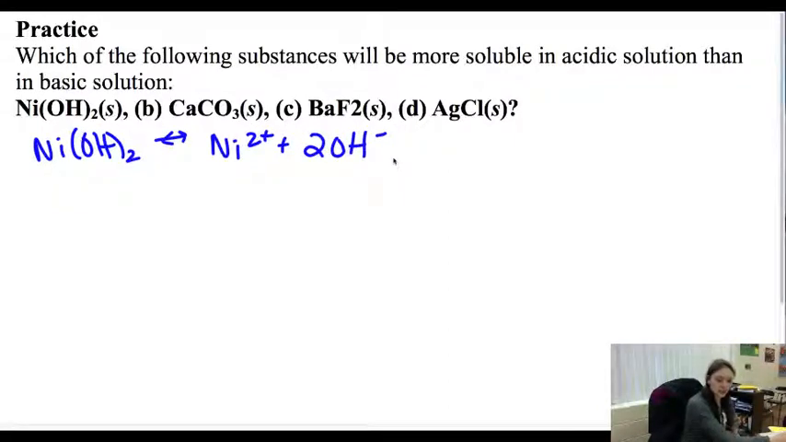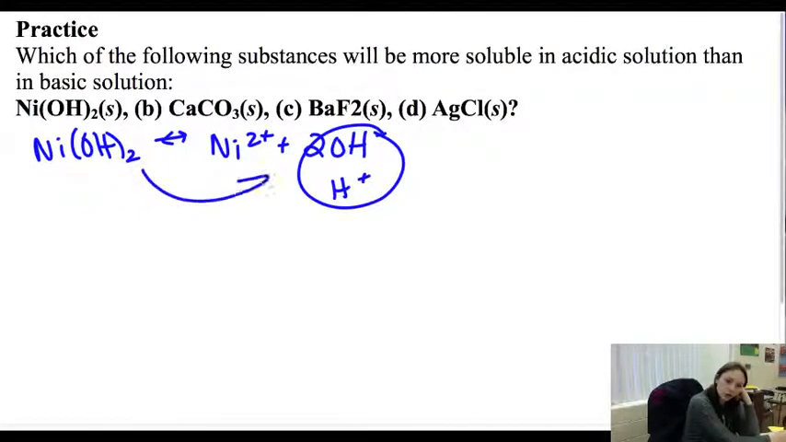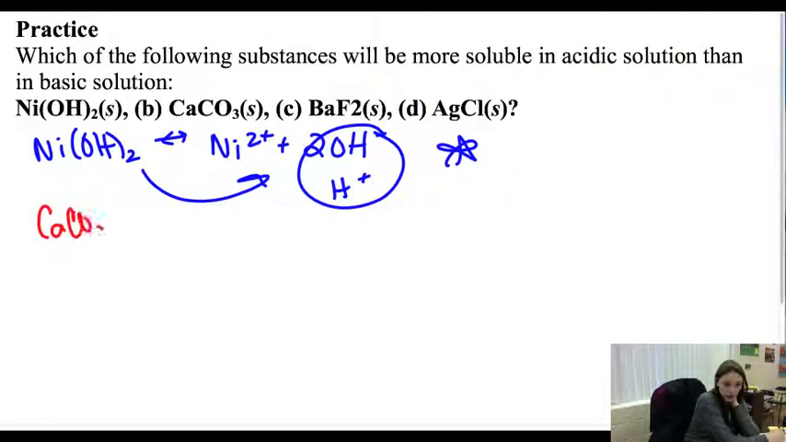Well, if I add acidic solution to it, the H+ is going to want to go with the OH-. And if it goes with the OH-, then I'm going to make water. So it's going to keep using up my OH- and my H+ together, which means it's going to keep going over and over to the right, which means, again, I'm going to be more soluble as I become more acidic. So this one is definitely one that is going to become more soluble. Look at the next one. I've got CaCO3. Well, I'm going to take this and break it apart into Ca2+ and CO3 2-.